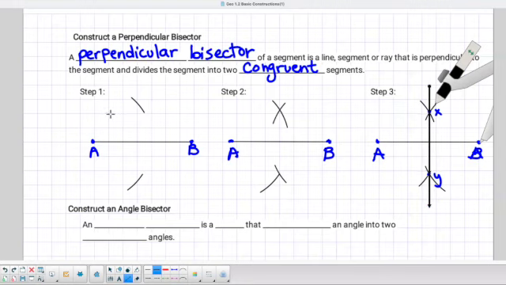And that is a perpendicular bisector. Perpendicular means that it creates a 90-degree angle. You can see that right there. There's a 90-degree angle where XY bisects AB. And bisect means that it cuts it in half. This is half the length of this.